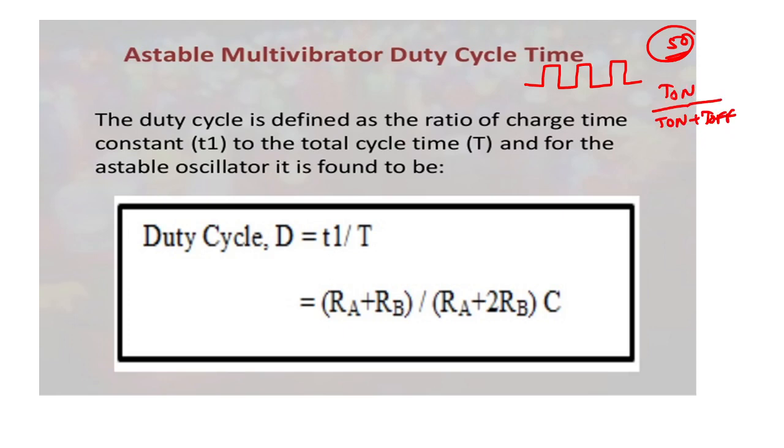If both are the same, suppose 1 millisecond divided by 1 plus 1, you get 1 by 2, and multiplied by 100 that is a 50% duty cycle. So to calculate the duty cycle, the on time is (RA + RB) into C, divided by the total time, (RA + 2RB) into C. If you put in these values in this equation, we get the duty cycle of this circuit. So this is all about the working of an astable multivibrator using 555.